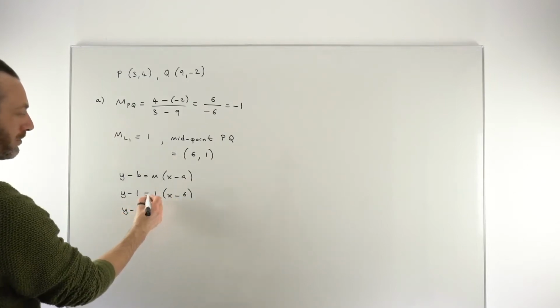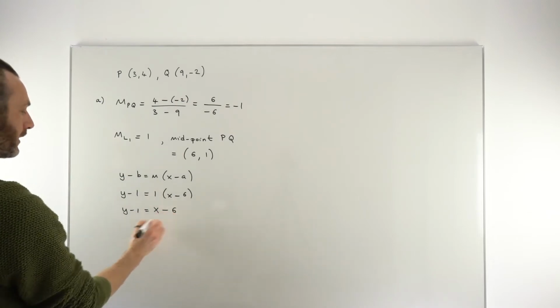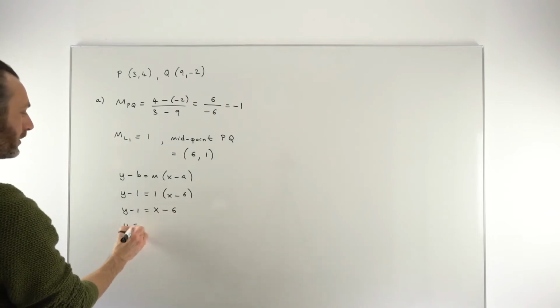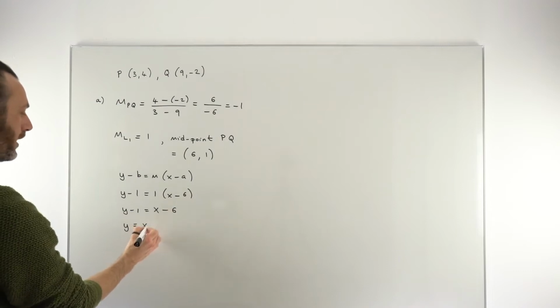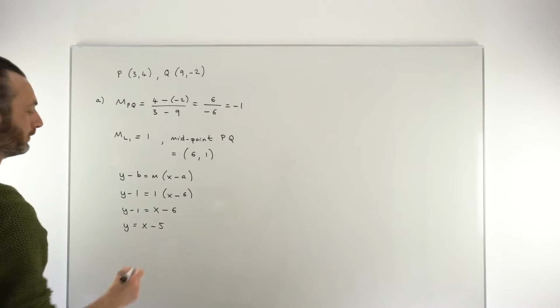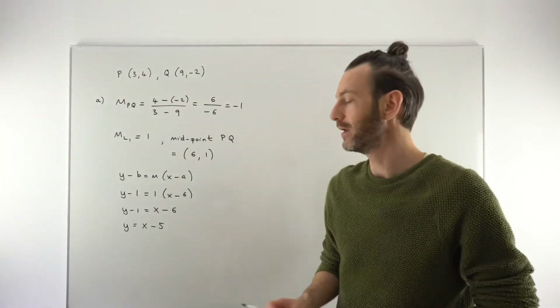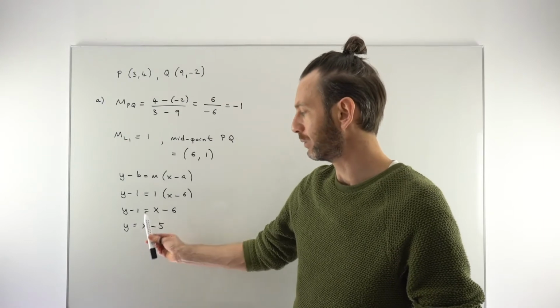So y minus 1, multiply the 1 into the bracket, so we get 1x, or x, and minus 6 on the end. And then moving the minus 1 to the other side, we'll get y equals x minus 6 plus 1, which is minus 5. So that's the equation of our line, perpendicular bisector L1 in the first part of the question, y equals x minus 5.